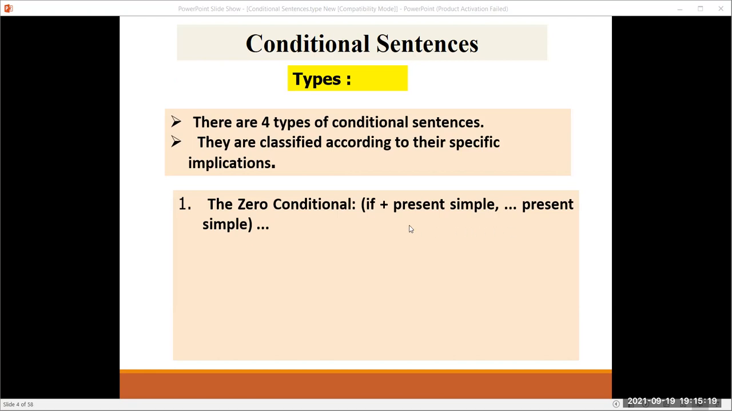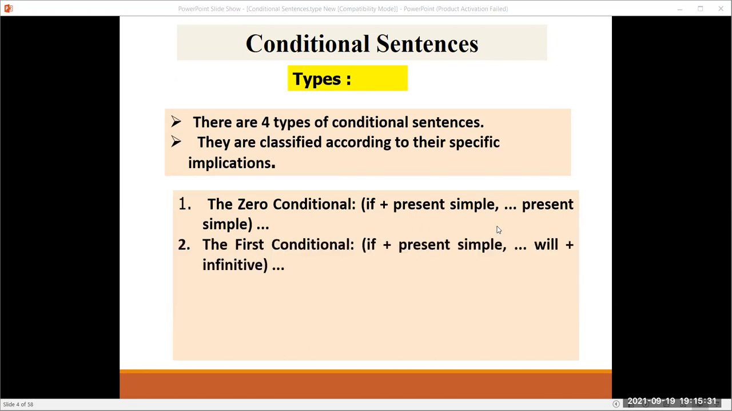And we know that simple present tense is used for scientific facts, permanent routines, permanent habits, or things which do not change. Number two, we can call it the first conditional. Here, in the if clause, simple present tense is used, and in the main clause, will plus infinitive is used.